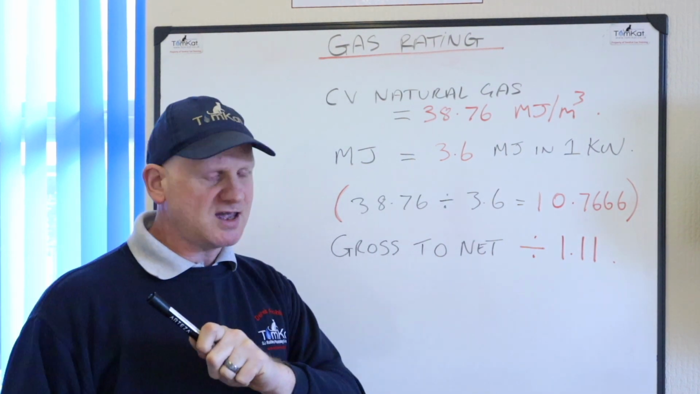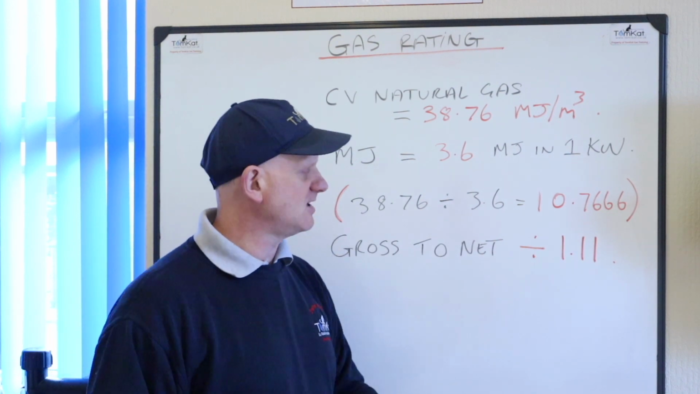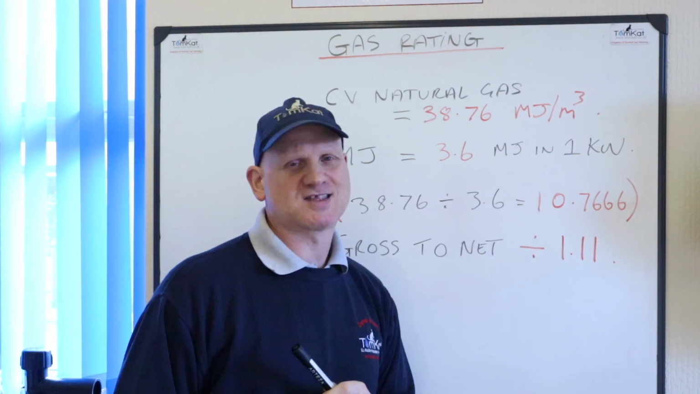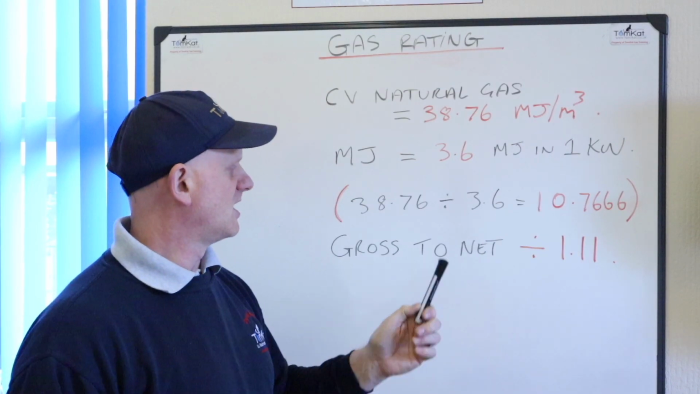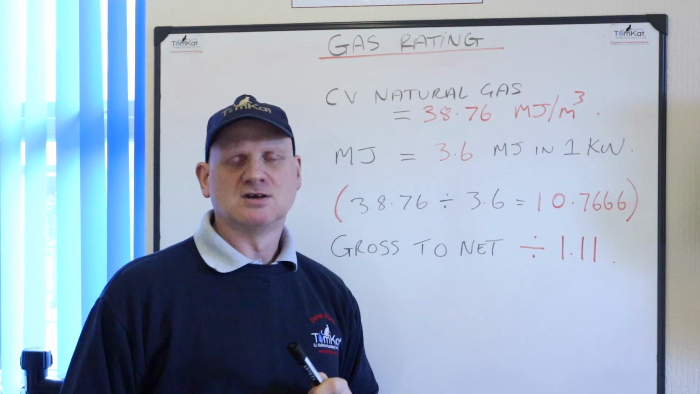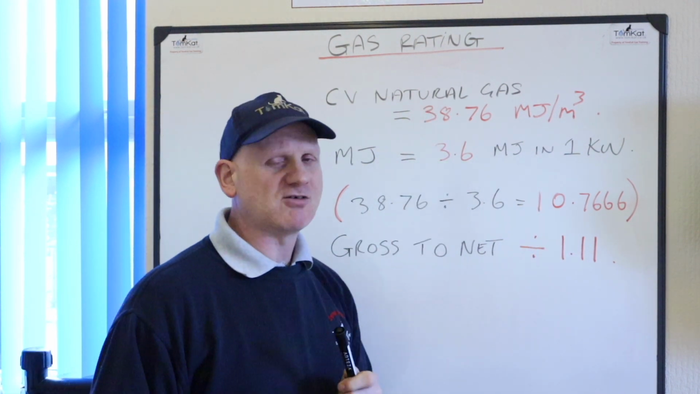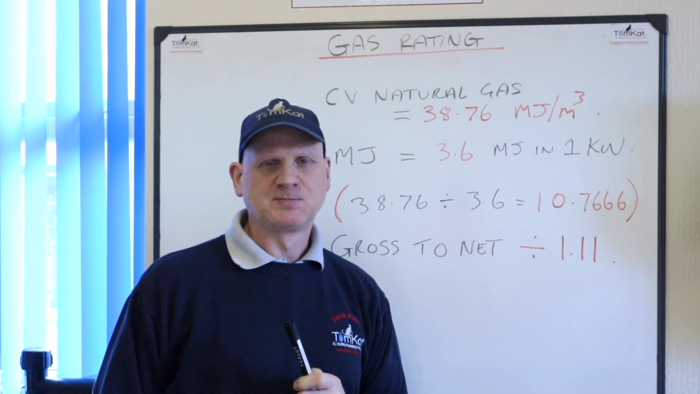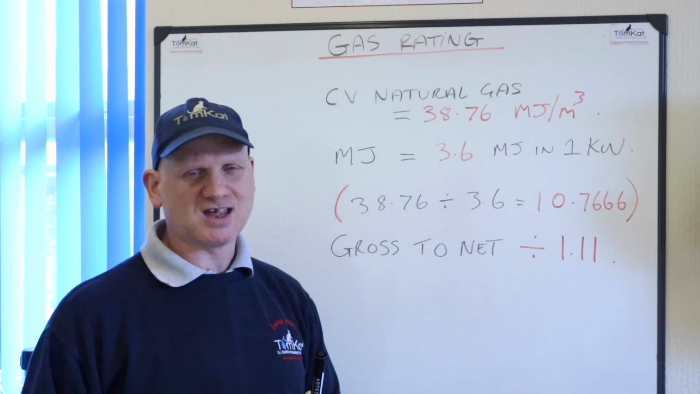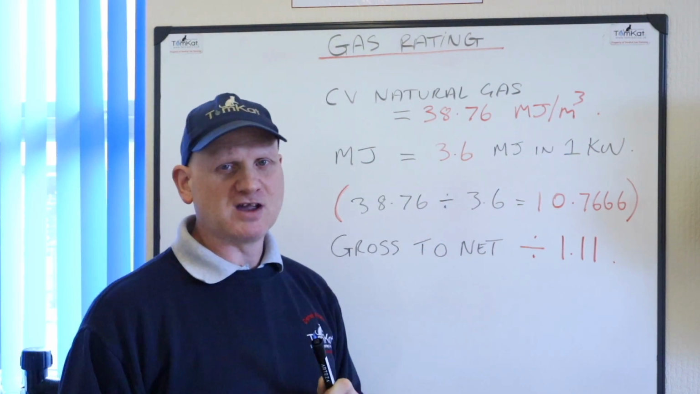You will see some guys, when they're gas rating, use a figure of 10.76. This 10.76 comes from these two figures. If we do 38.76 divided by 3.6, we get a figure of 10.76. A lot of guys use this as a cheat, but if the calorific value of gas changes, then you will have to change your cheat. So if you're wondering where the 10.76 comes from, it's from these two figures.